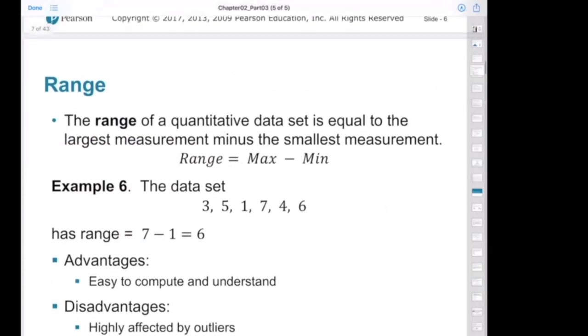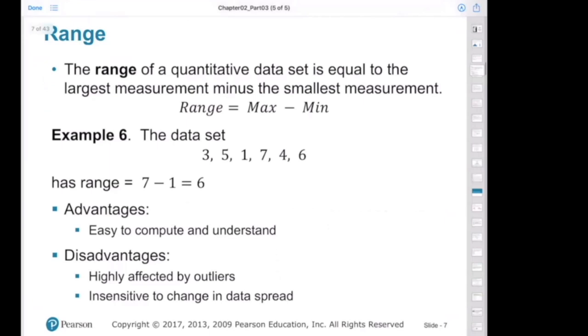Before we go to the next one, this is a quick example of how to find the range. As I said, this is very easy. All you need is to find the minimum number and the largest number. In this data set, the minimum number is 1 and the maximum number is 7. So the range is 7 minus 1, which is equal to 6, as you can see here. So it's so easy to compute and also to understand the range. And then we have some disadvantages.